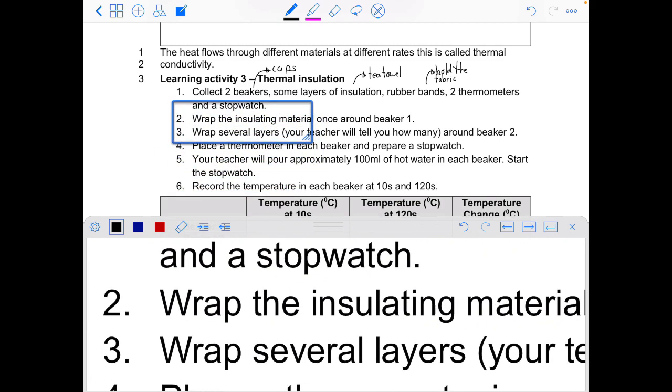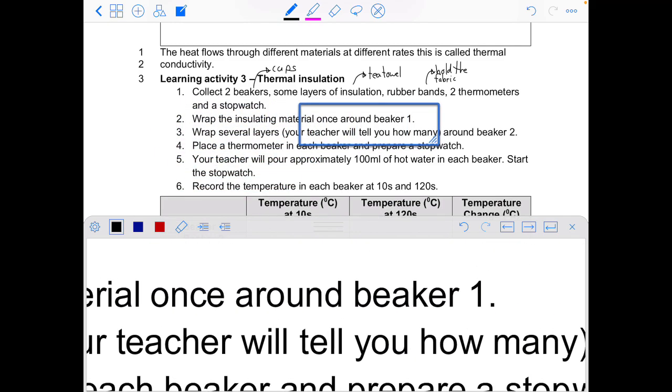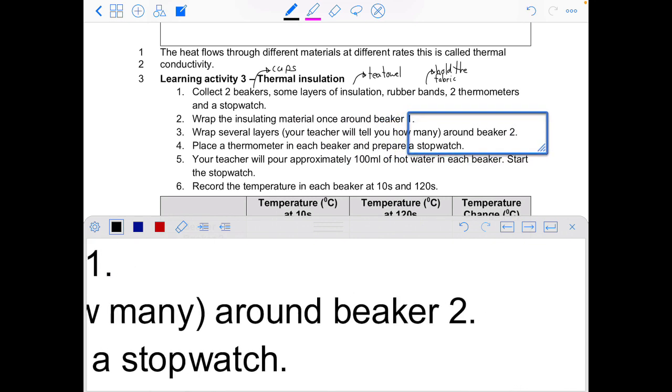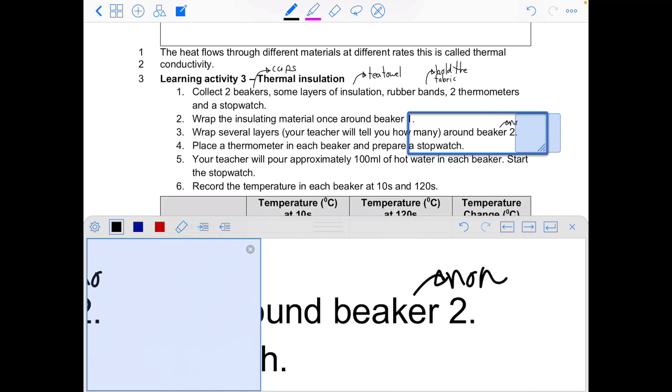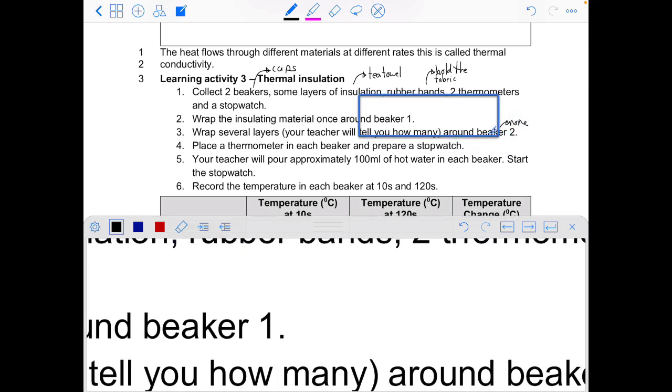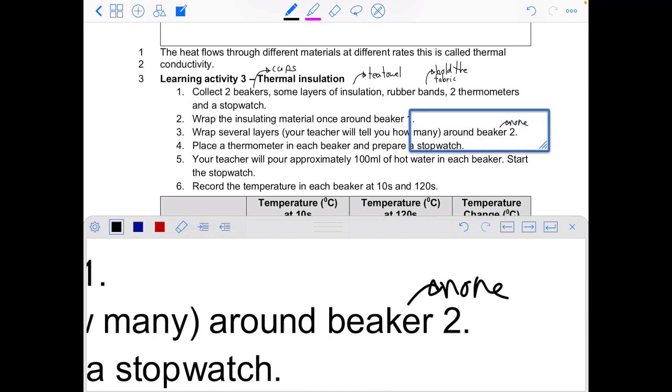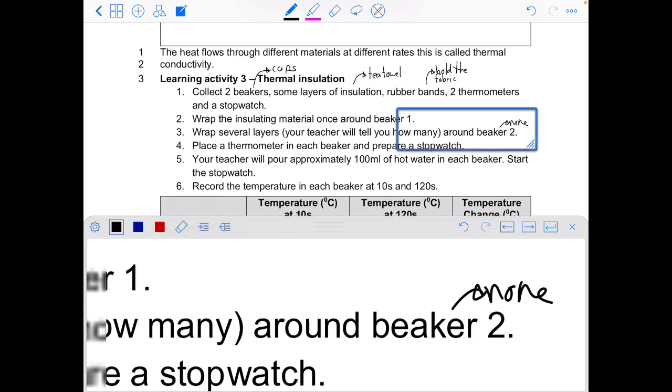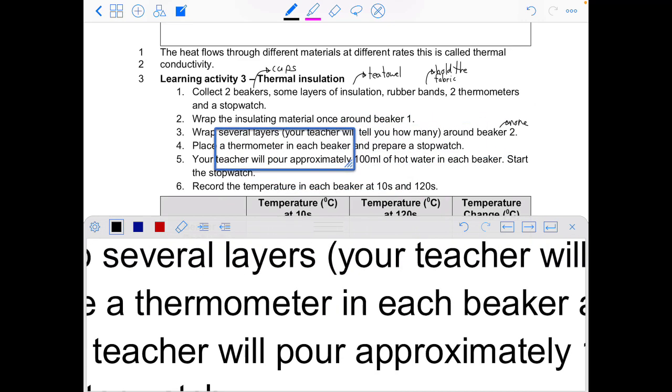So you want to leave one around beaker 1, and then you want none around beaker 2. So beaker 1 will have insulating material, beaker 2 or cup 2 will have no insulating material. So place a thermometer in each beaker if you're able to. If you have it, you can place it in each cup and prepare your stopwatch.